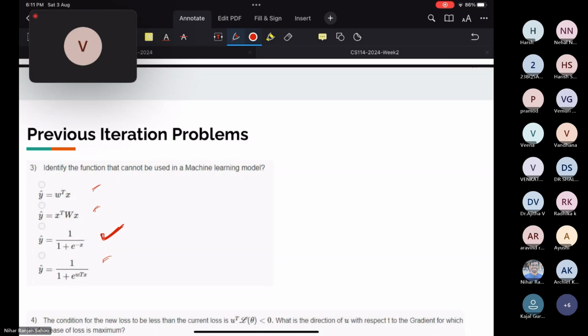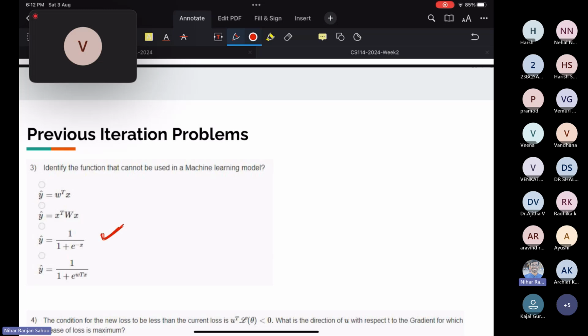I have a query here. W is the weight, right? Initially, when we were doing this MP neuron, it was not having any W. MP neuron is a very primitive model, you can say. So that's the only exception. MP neuron is the only exception that doesn't have any W, but any other machine learning model you take requires a W.